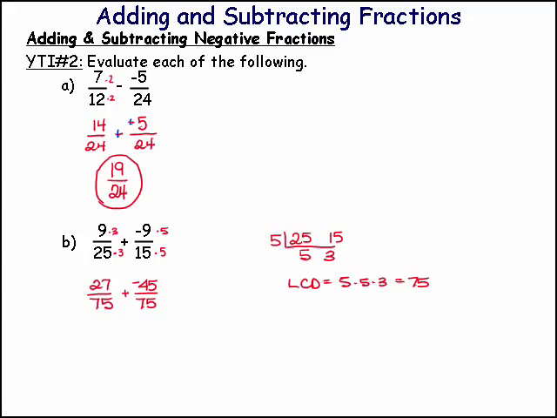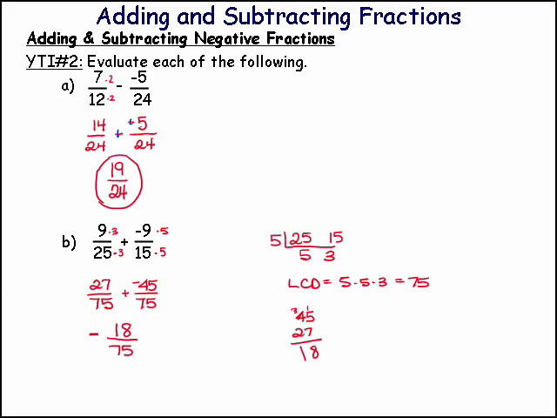When you add this together, you're going to get something over 75, right? The numerators, you got 27 plus a negative 45. The negative number is the larger number here, so your result will be negative. If the numbers are too large, go ahead and subtract off to the side like this. So what you get out is 18. So it's negative 18 over 75.